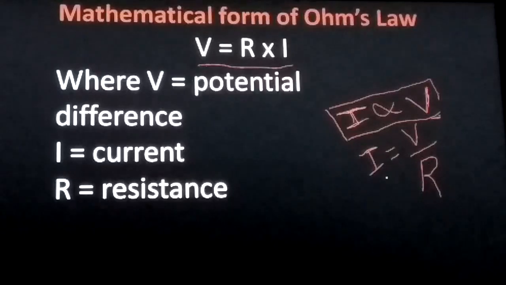If you cross multiply this, it will become V equals R into I, or I into R. So V is the voltage or potential difference, R is the resistance, and I is the current.